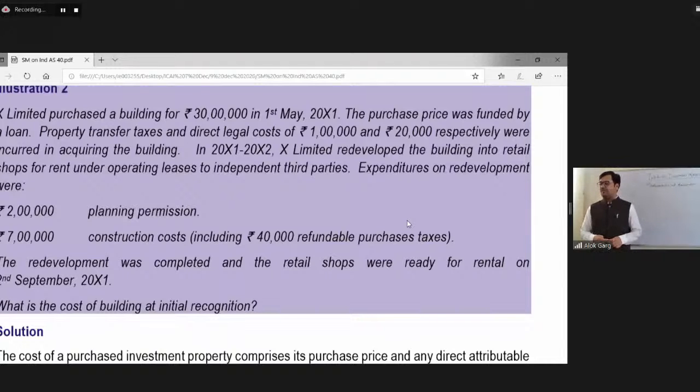Tell me fast, what is the cost of the building? So Ambika, in this question it is also given that it is funded by loan, but the rate of interest is not given. So that is why we will not calculate the interest cost. But otherwise, it should be capitalized as a part of investment property.